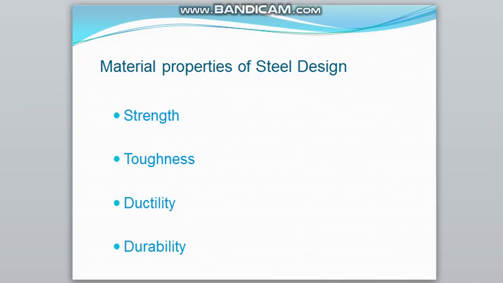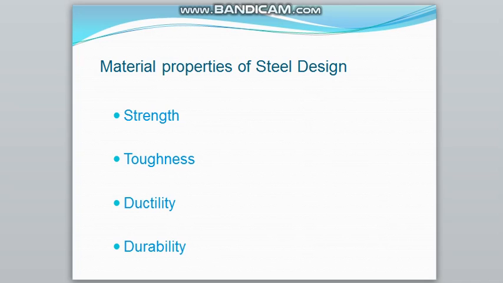So we can see that toughness is the resistance to impact loading against fracture, whereas strength is the ability of a material to resist failure, and stability is the ability of a material to resist deformation. So failure relates to strength, deformation relates to stability, and toughness relates to impact loading against fracture.